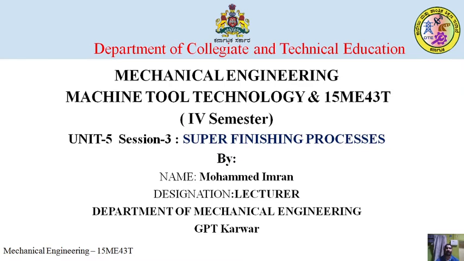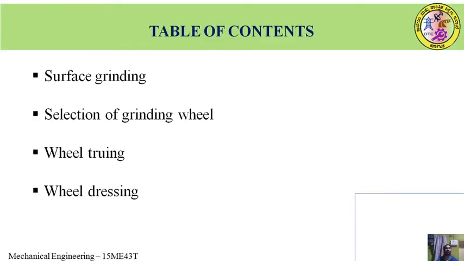It is the Super Finishing Process for the course Machine Tool Technology for 4th semester Diploma Mechanical Engineering. Course code is 15M43T. Myself Muhammad Imran. So in today's session we are discussing surface grinding, selection of grinding wheel, wheel turning and wheel drive.